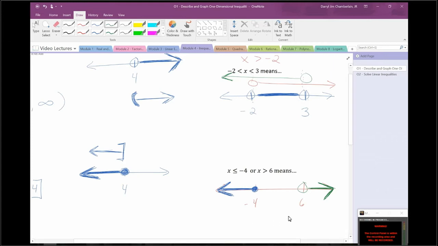And if we're going to talk about this in interval notation, it would be the numbers from negative infinity to negative 4, including it, 6 to infinity, and then I'd use this union, or this big U, to say that it's both of these together.